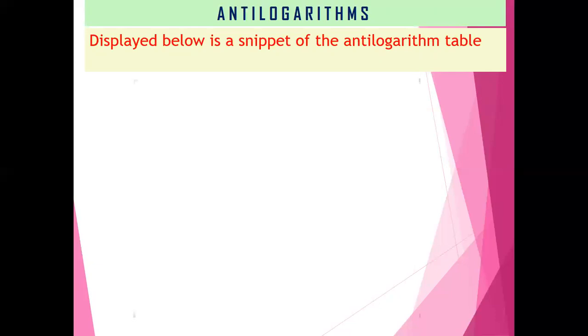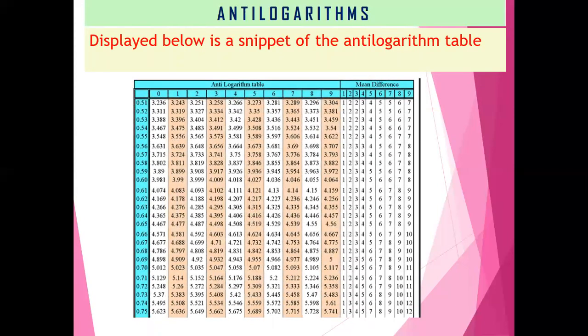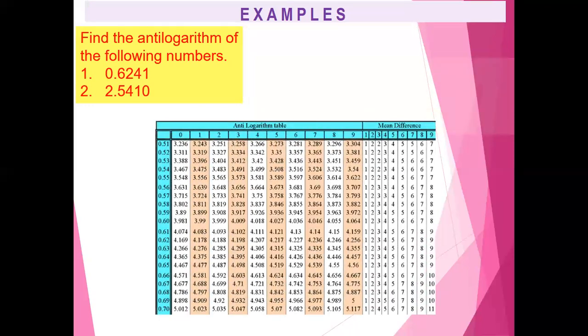So this is a table showing just a snippet of the anti-log table. You should have tried to get one. If you don't, the log and anti-log table is a part of the 4-figure table anyway. So let's talk about some examples for anti-log now. So 0.6241 and 2.5410. So let's look. We have our table. Let's start with number 1.